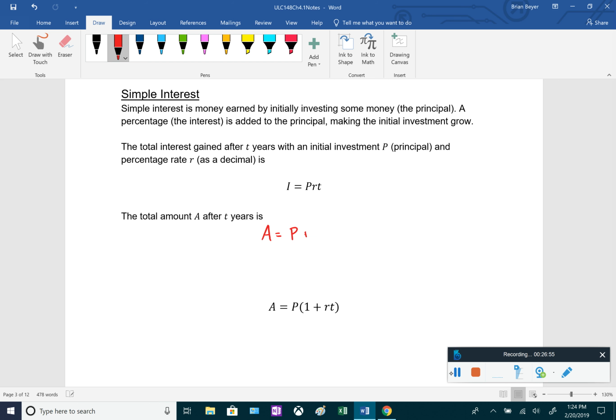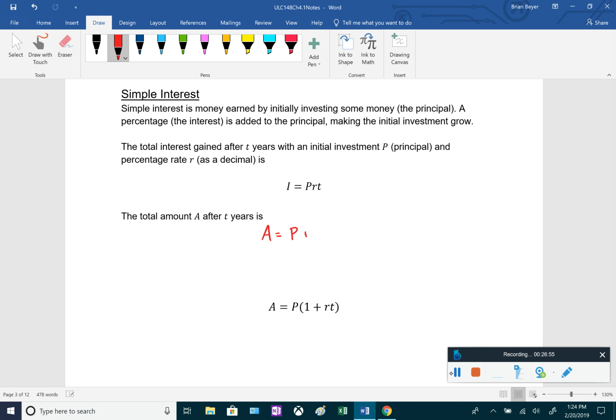So we're given P, the initial investment, $1,000. We're given T, that's the 5 years. And we're given R, just remember you need it as a decimal. 6% as a decimal is 0.06. So you just have to move the decimal over 2 to the left. So this is essentially doing 6% of 1,000 5 different times.